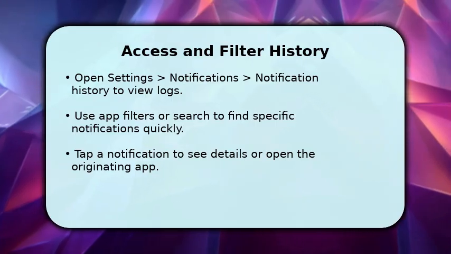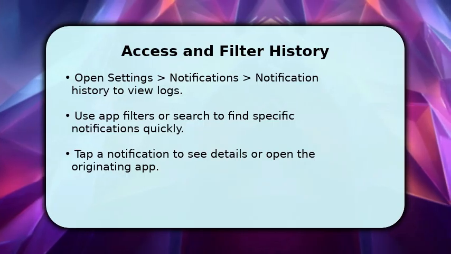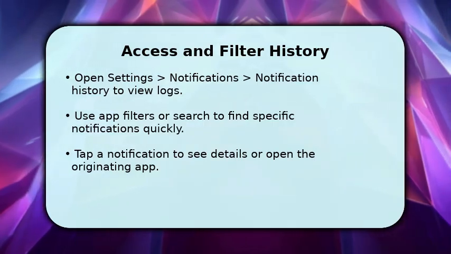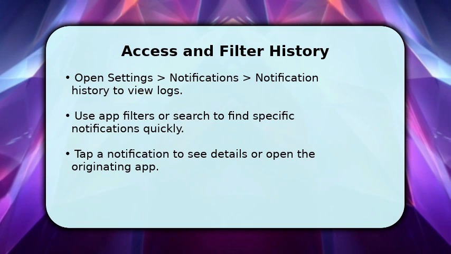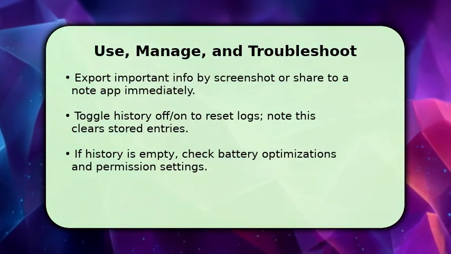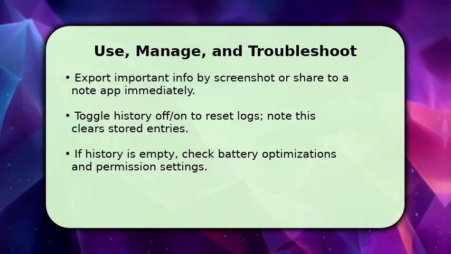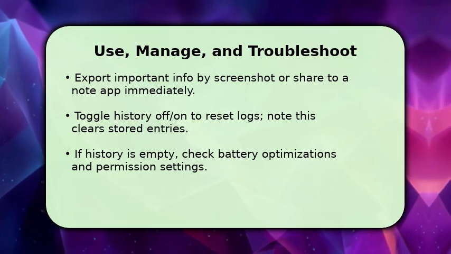If you need older alerts, scroll. Android keeps recent entries only, so act quickly if you rely on history to retrieve a dismissed message or alert. To finish, use history to recover content or adjust notifications long-term. If you want records, export details by sharing or screenshotting while the entry is visible.